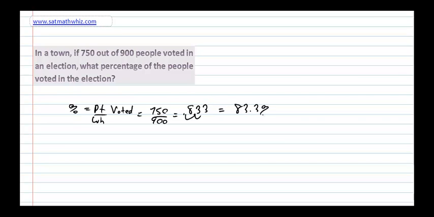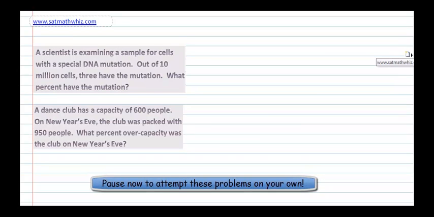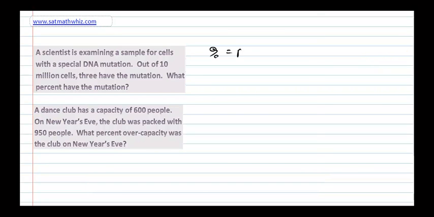A scientist is examining a sample for cells with a special DNA mutation. Out of 10 million cells, 3 have the mutation. What percent have the mutation? The percent is the part over the whole, so in this situation, the part of the group that has a mutation is just 3. The whole group is 10 million. When we divide that on a calculator, we get a situation where there are 7 zeros ahead of the 3. That's a really small number. But in this situation, it's going to be particularly easy to forget which way to move the decimal because we have such a strange number. So this is a situation where we really need to ask ourselves, what would we do if we had 5%? If we had 0.05, that would be equal to 5%.